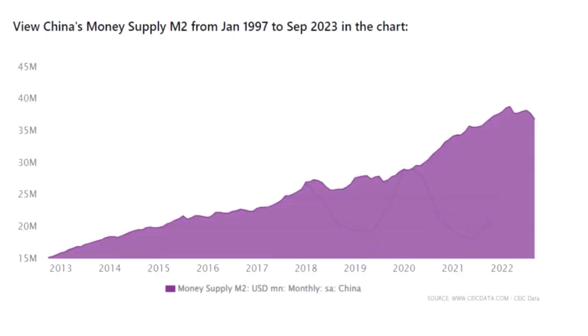A lot of times inflation is tied to money supply. Take a look at their M2 from 1997. It's been on a major climb since the mid-2010s. It's leveled off a little bit. That might have something to do with lower inflation, but they've tried to stimulate their economy and it just hasn't been working.